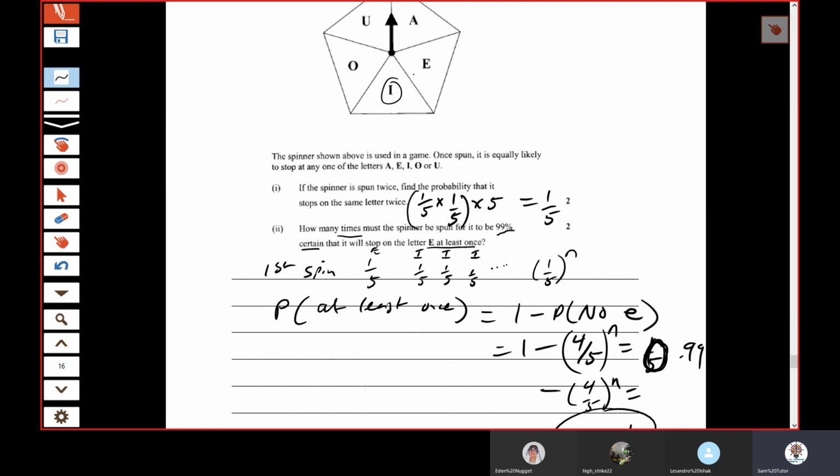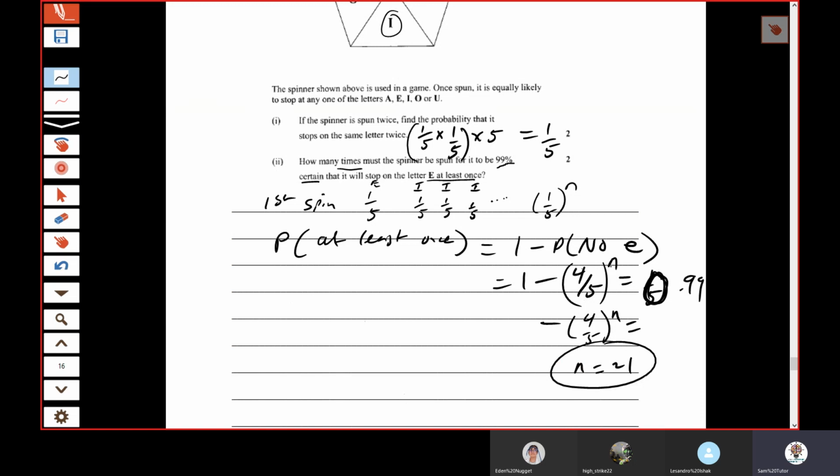So 4 out of 5. And then it just keeps repeating because you keep not getting E's. So to the power of n. So 4 over 5 times 4 over 5 times 4 over 5, and so on. So 1 minus 4 over 5 to the n must eventually become 0.99, with a 99% chance of getting at least one E. And that's what you're trying to work out.